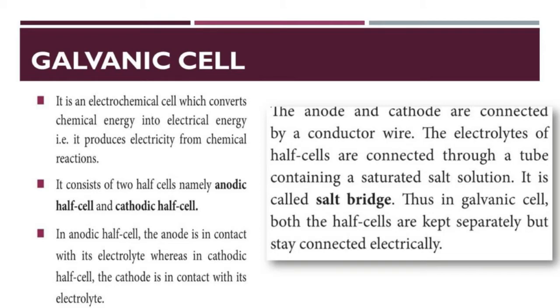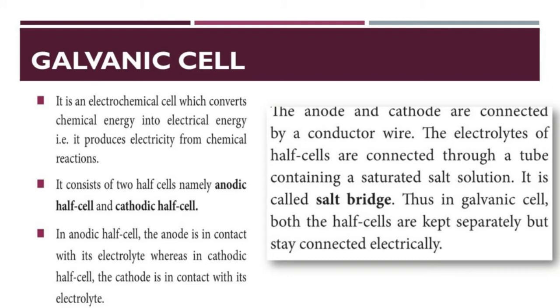Types of electrochemical cell. Based on the nature of energy conversion, electrochemical cells are broadly classified as below. Galvanic cell. It is an electrochemical cell which converts chemical energy into electrical energy. It produces electricity from chemical reaction. It consists of two half cells, namely an anodic half cell and a cathodic half cell. In the anodic half cell, the anode is in contact with its electrolyte, whereas in the cathodic half cell, the cathode is in contact with its electrolyte.